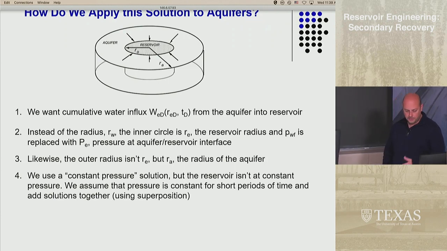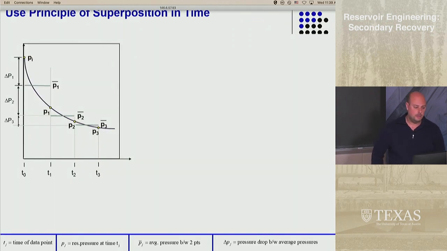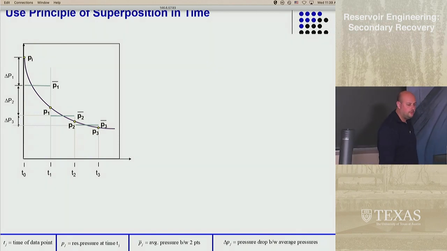So I went through all that trouble to show you an analytical solution for a constant pressure in the inner cylinder. Now I'm telling you that the pressure in the inner cylinder is not constant. Well, it doesn't mean we can't use it. We just have to come up with a creative way to apply it. And that creative way is to use what's called the principle of superposition.